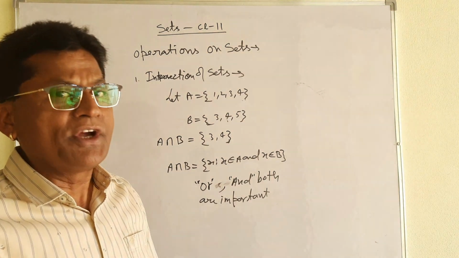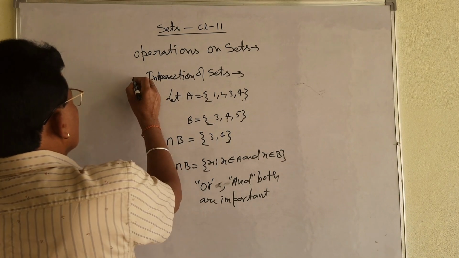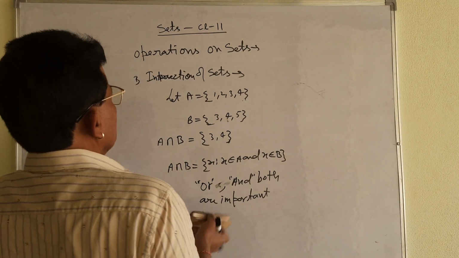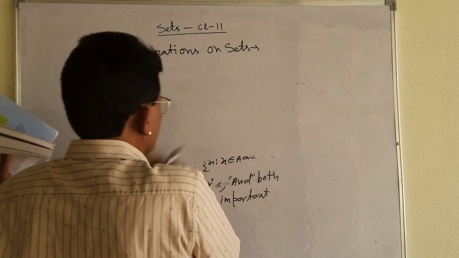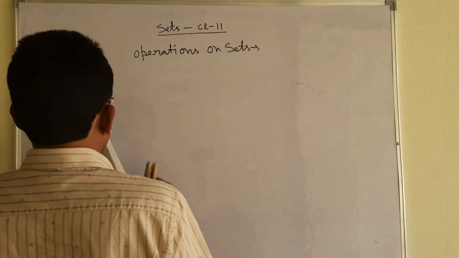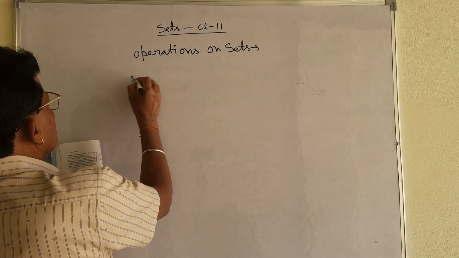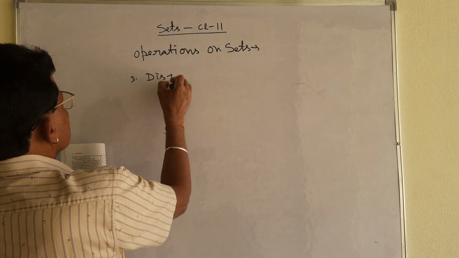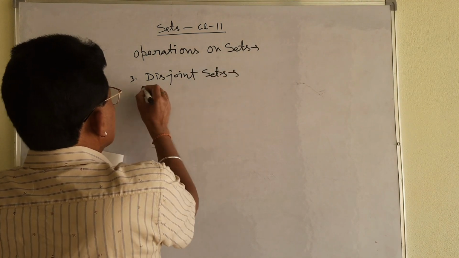Let me take the disjoint sets. Another kind of set, that was the two. Now I will take the third set, that will be the disjoint set. Disjoint sets also play a very important role in sets. Number 3, disjoint sets. What will be the disjoint set?